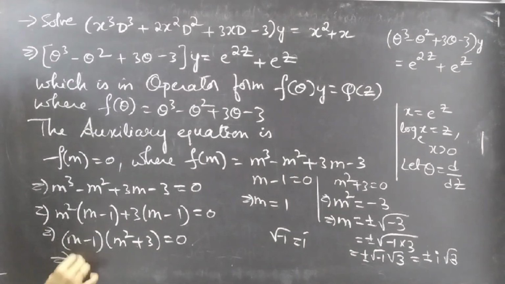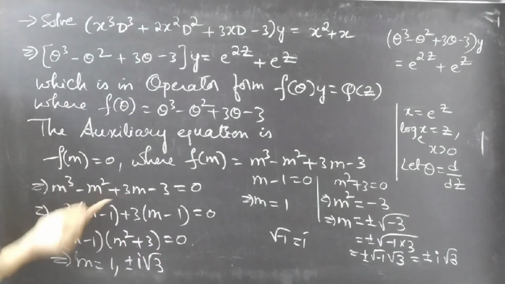Then m equals 1 and plus or minus i root 3 are the roots of our auxiliary equation.